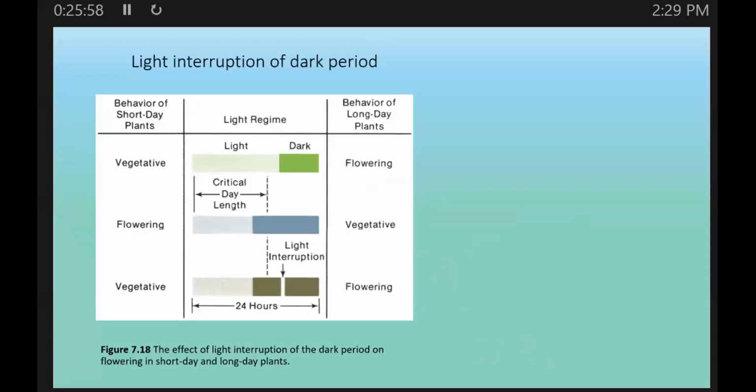This is from the book. This is just a different graphic trying to get you to think about what happens. In this case, they're showing a short day plant versus a long day plant. And the critical day length is this dotted line here. And so this is basically trying to look at, well, they're only showing a short day versus a long day. So I hope that graphic helps you figure this out a little bit more.